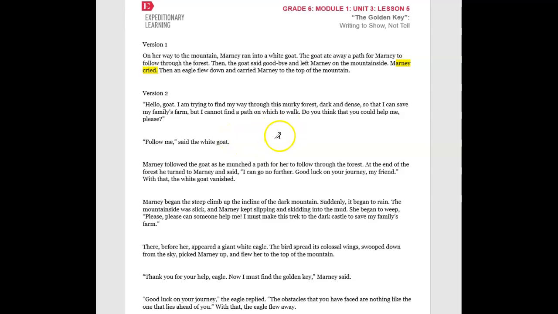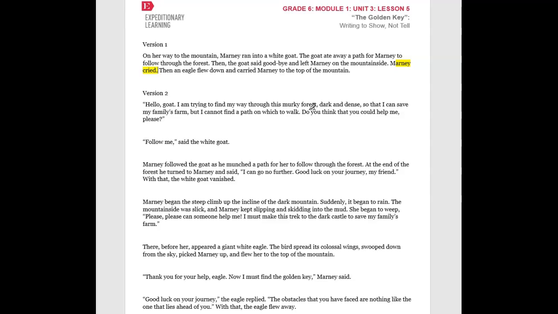So already right here, we're being pulled into the story through dialogue. We don't even know who the characters are or what's going on or really where they are, except for we know it's a murky, dark, dense forest. We don't even know who's talking here, but we'll find out as we keep reading.